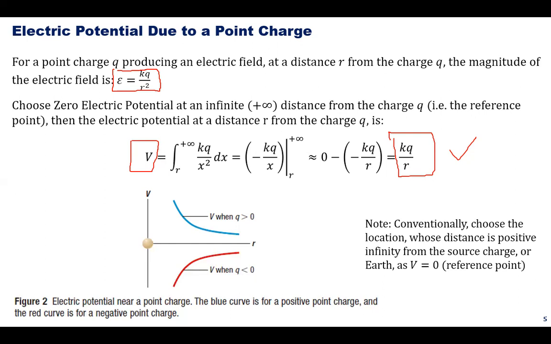In many other problems, we can also choose Earth as the reference point where the electric potential equals 0, because Earth conducts charge very well. Put another way, the electric ground is a point where the electric potential is 0.